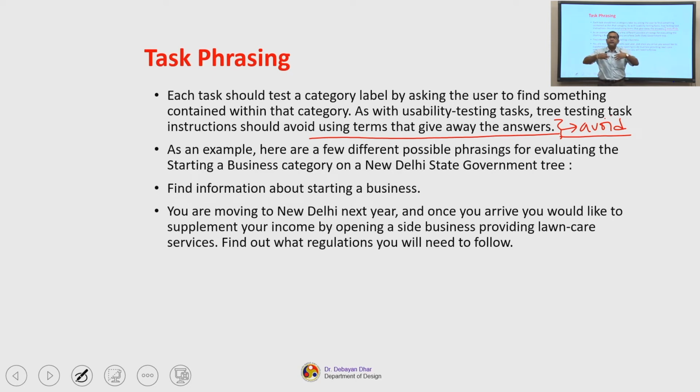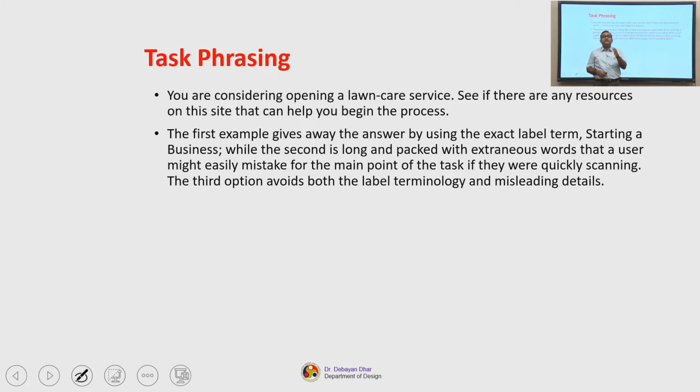If you see this, the brief has been given in very vivid detail. In comparison, see the next one. You are considering opening a lawn care service. See if there are any resources on this site that can help you begin this process. There is a difference between these two brief statements that you give to your users, isn't there? The first example gives away the answer by using the exact label terminology, starting a business, while the second is long and packed with extraneous words. Because the moment you give them your specific terminologies, their responses would always be biased.